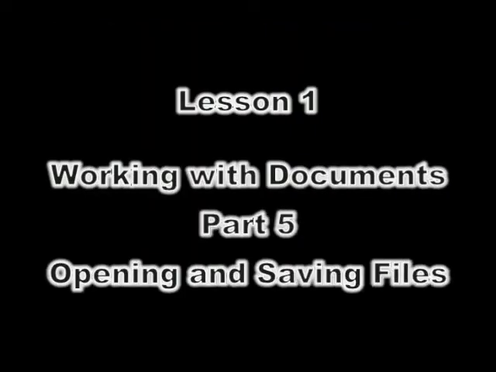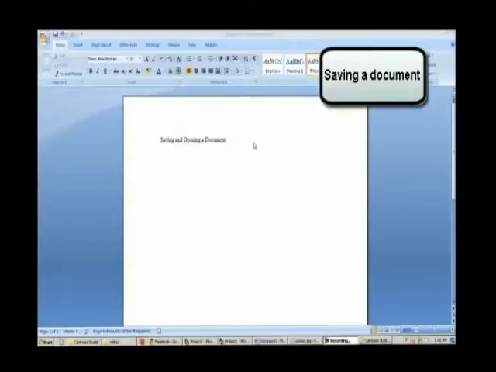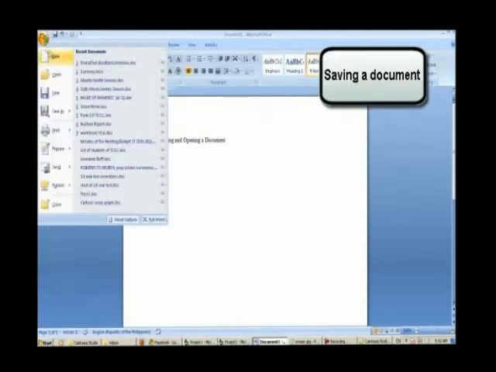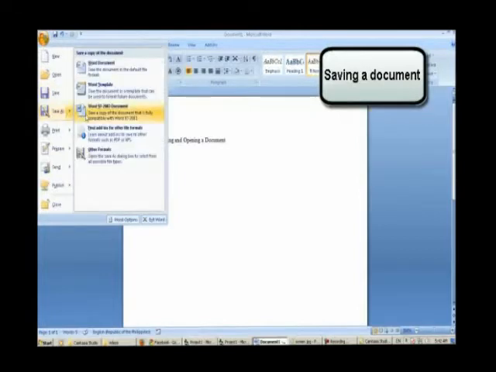Part 5. Opening and saving files. This is the part that will teach you how to save and open a document. To save a document, click the Office icon. Click Save or Save As. Clicking the Save As button will let you choose which document format you want to save, or hold the Control button and push the S button on the keyboard.